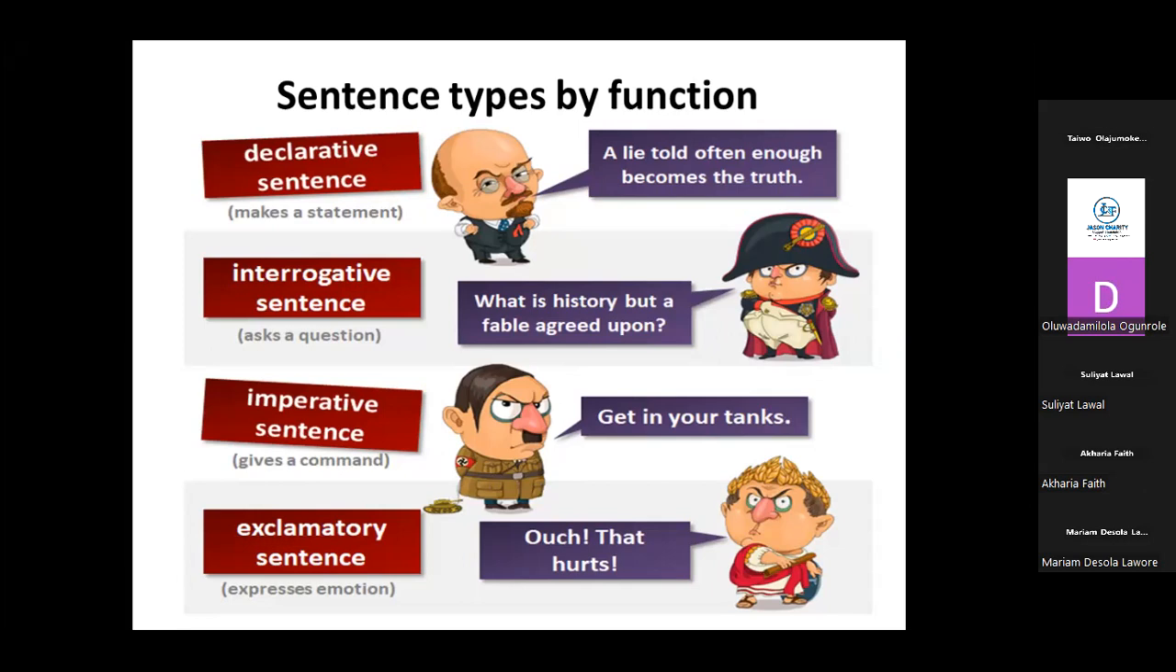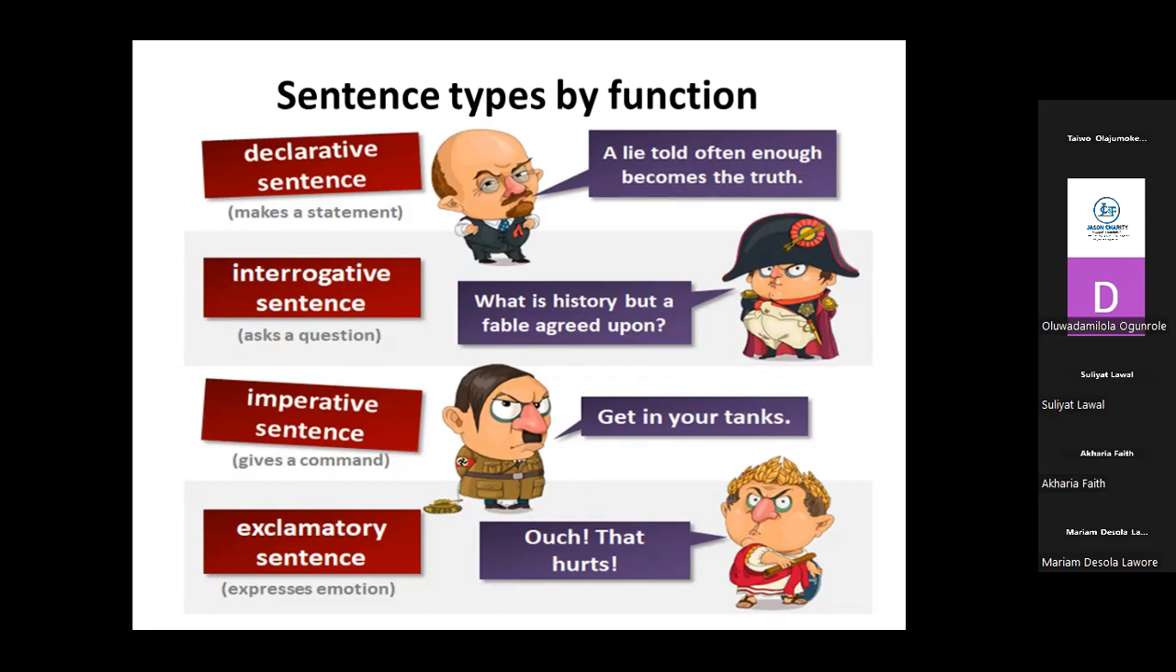An interrogative statement will start with WH words or sometimes the H word. So you can say, what is history but a fable agreed upon? Or I can say, when will history become a fable not to be agreed upon? I can say, how will history not be taken as a fable agreed upon? Now, I've been able to bring in several question words. They are questions, but they are also sentences. We call them interrogative sentences, or question statements.